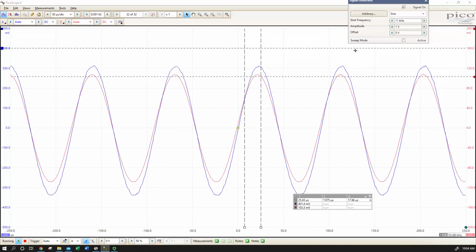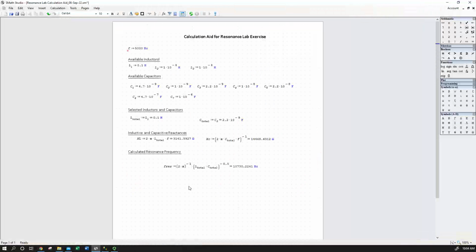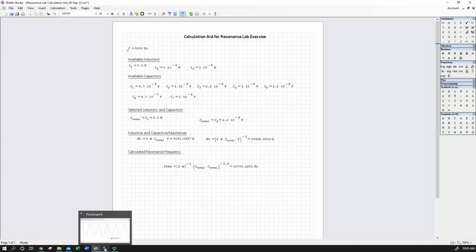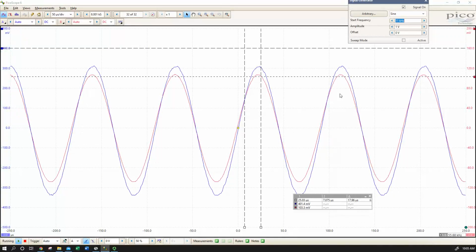How can we tell? First of all, we can go back to our calculation sheet and say, well, it's a little bit more than what we calculated, but it's very close. We do know that we have at least 50 ohms of resistance in our inductor that's changing things on our Y scale, but we also know we have a fairly wide range for our inductor and capacitor. So those values of 2.2 nanofarads and 0.1 Henry may not be exact. So that will contribute to a difference in our exact resonant frequency.